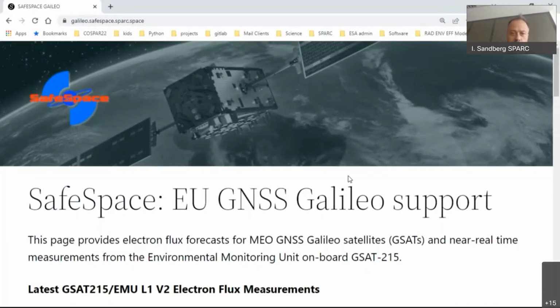So, in the framework of this activity, we had prepared a dedicated work package in order to provide an additional SafeSpace product dedicated to the Galileo mission. Our first attempt will be presented today with this demo. We have created a dedicated web page, which will be part of the SafeSpace main landing page.